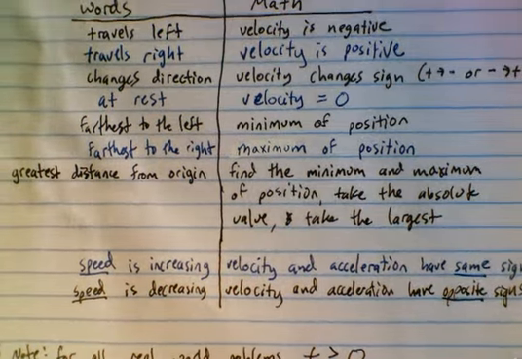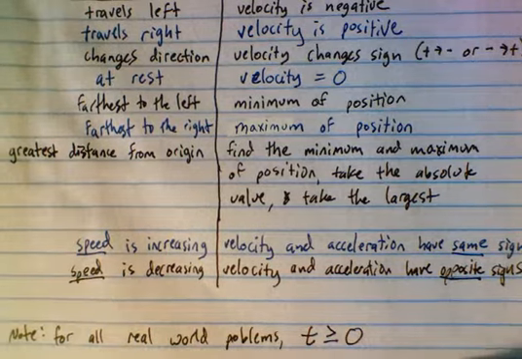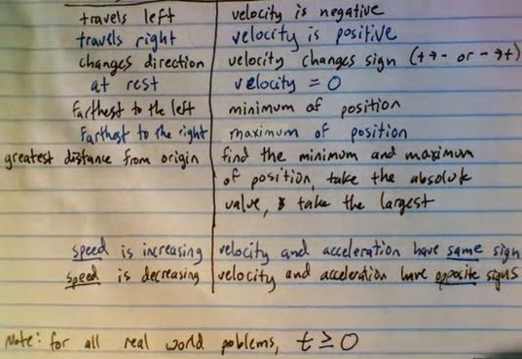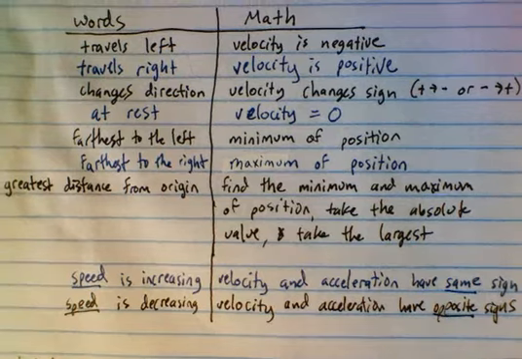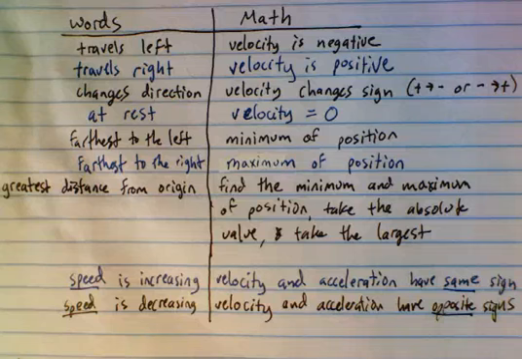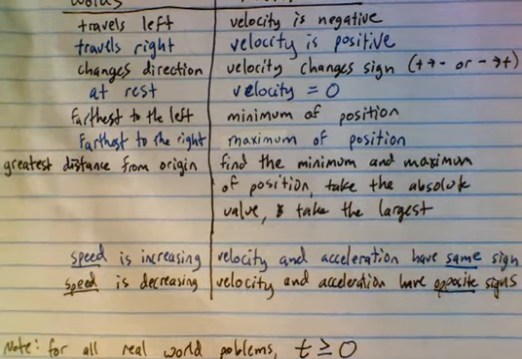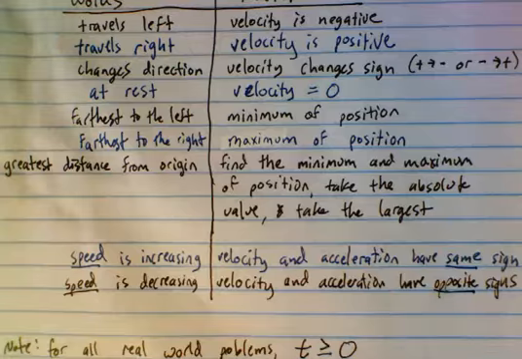Should also be aware, right at the end of this, for all real-world problems, time is always going to be greater than or equal to 0. We don't have such a thing as negative time, typically. So take a second, pause the video, write down all the different meanings of the words in terms of mathematics. Write down that little piece at the end, and then restart the video when you've gotten that all written down. We'll talk about where it comes from.